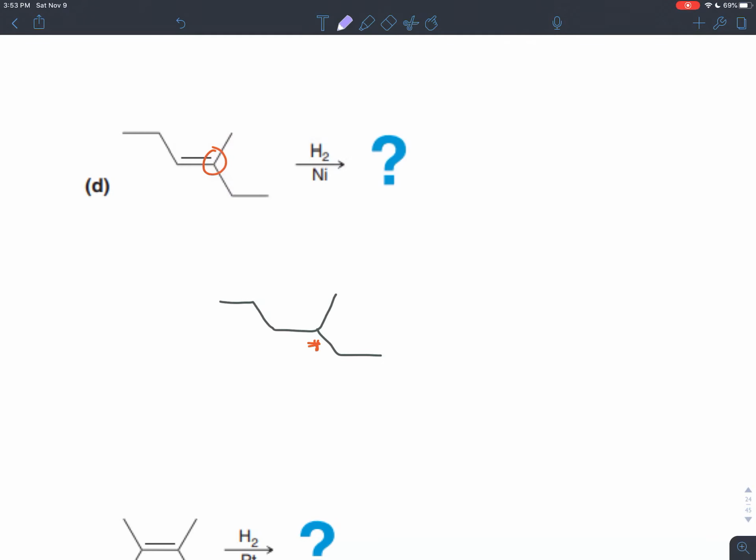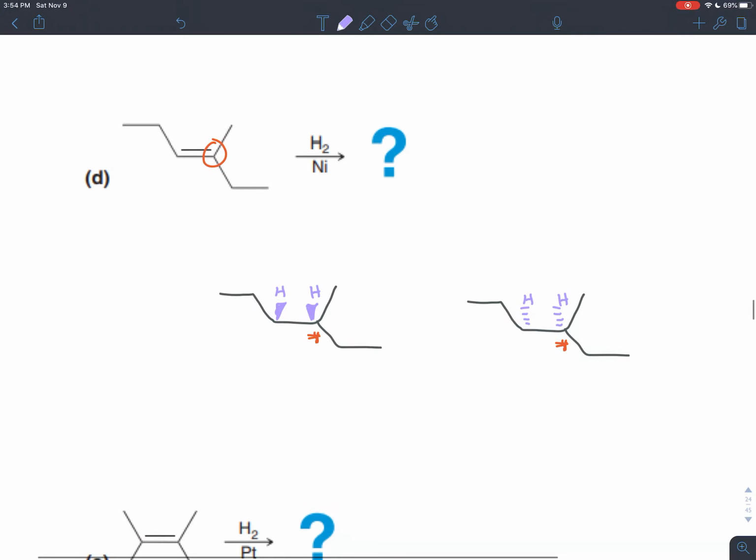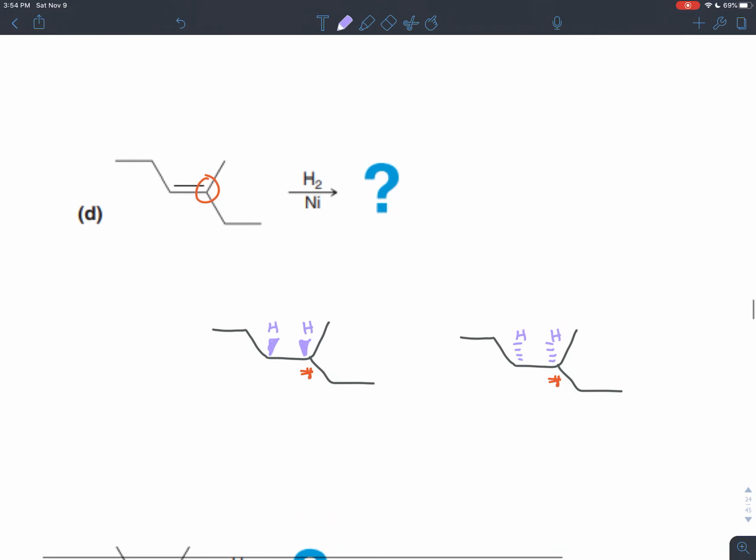Okay, well, we know that these add syn, so either the 2 hydrogens will add on the same side coming out, or they'll add both going away, but they have to add to the same side. Now, it doesn't really matter which direction this other hydrogen is going towards, because it's not chiral here. But I want to emphasize that the two hydrogens have to add syn, and that's why I wrote that in.